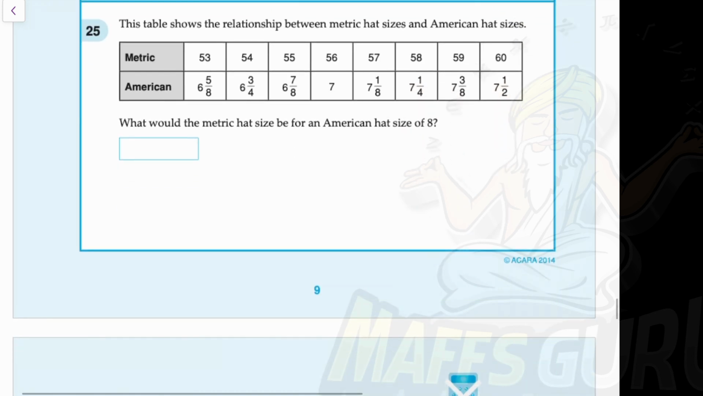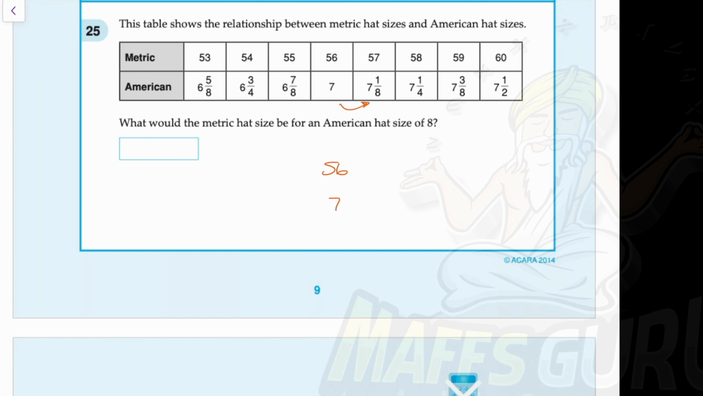This table shows the relationship between metric hat sizes and American hat sizes. What would the metric hat size be for an American hat size of 8? An American hat size of 8. So what we're going to do is keep adding on 1/8 to get to a metric hat size. Okay, so if we got 56 as a size 7, I'm going to add on 8 individual bits.